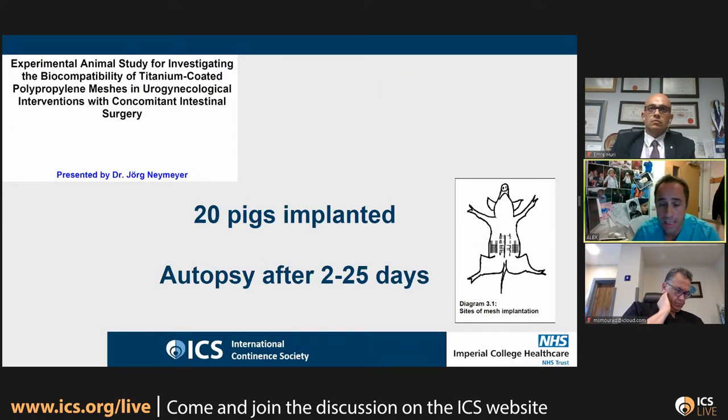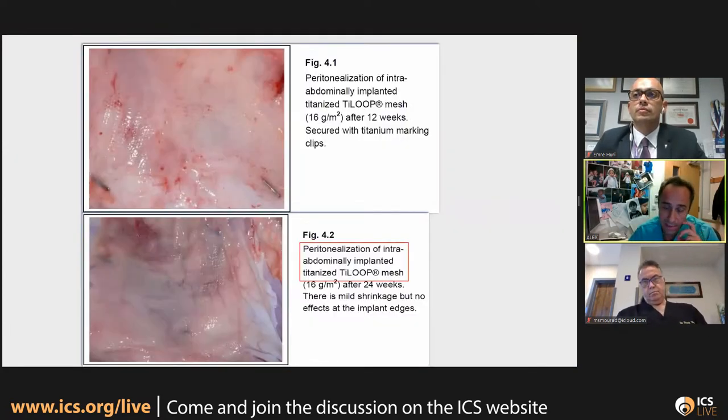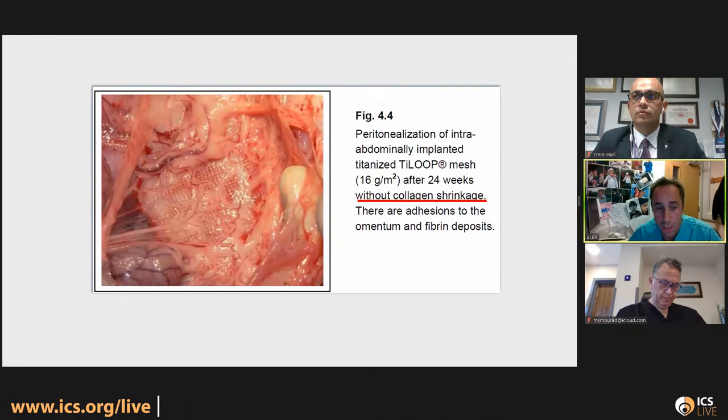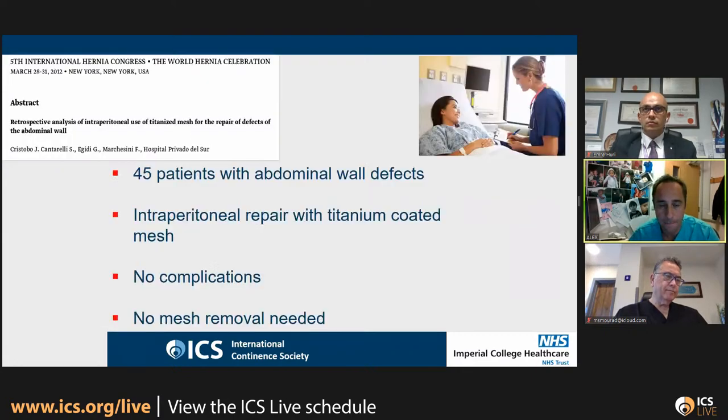Pigs were used as animals, and the authors implanted 20 pigs using this mesh intraperitoneally. They did the autopsy after 2 to 25 days. And as you can see, the authors found that the mesh was completely peritonealized, completely covered by peritoneum. So it peritonealized by itself. This slide showed that the shrinkage was minimal. And in this other study, the authors confirmed that there was minimal scar formation surrounding the mesh.